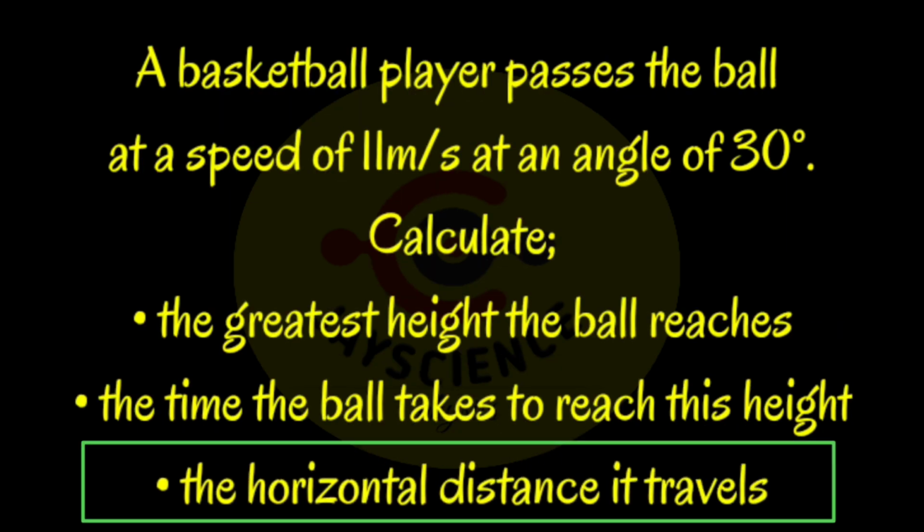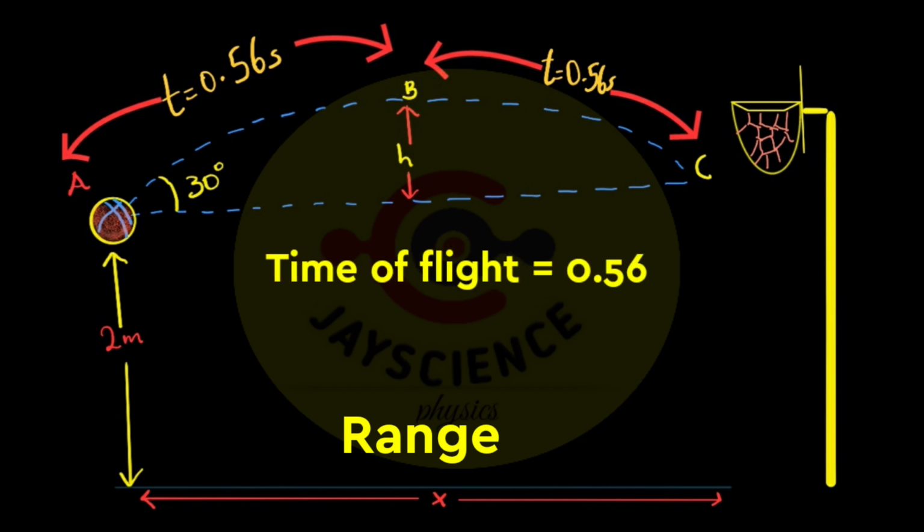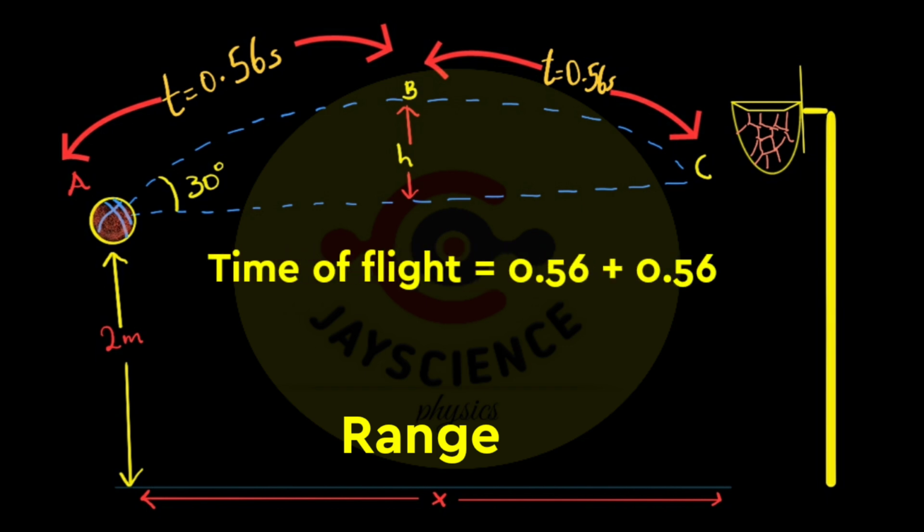Right. And then the final part of the question says you should get the horizontal distance. That's your range. All you need to do is, the time we got for part 2 is 0.56. The time taken to reach the maximum height is going to take double of that time for the ball to reach the ground. All you need to do, multiply it by 2.